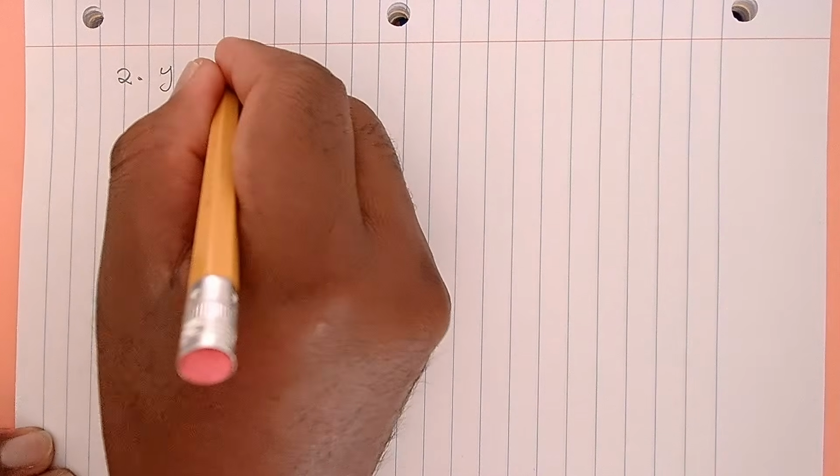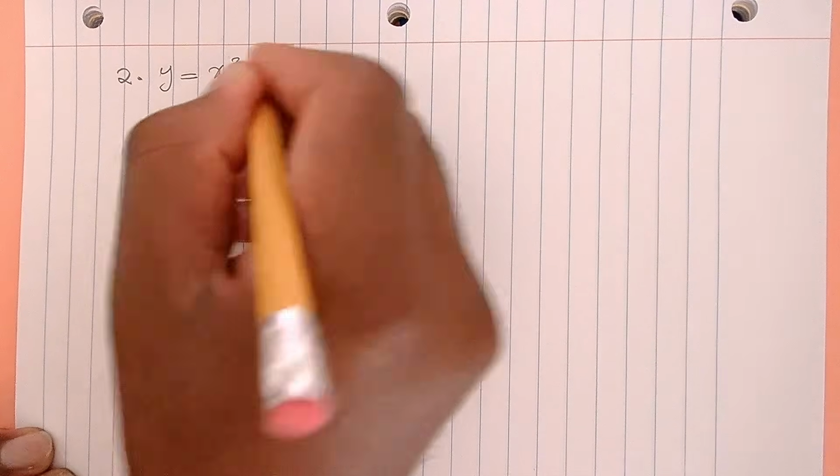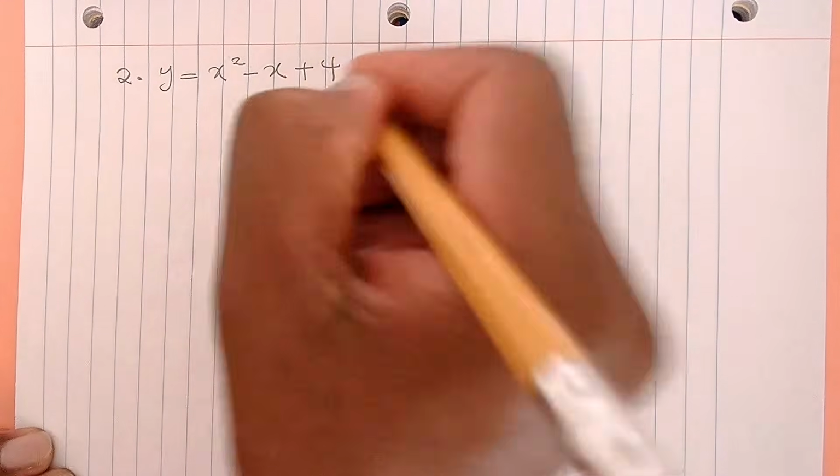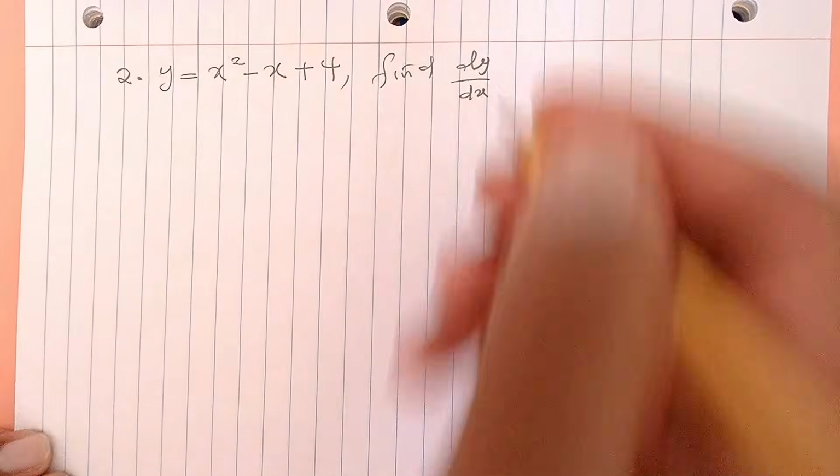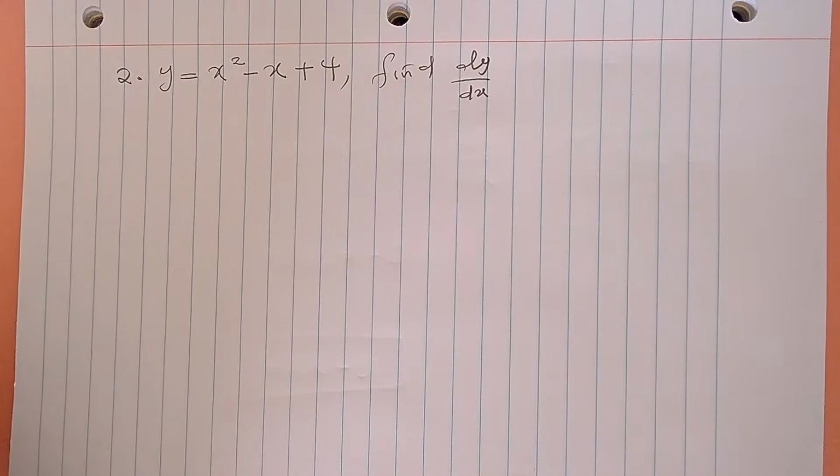So the second problem, number 2, says: given that y is equal to x squared minus x plus 4, we want to find dy/dx. Can you guys do that quickly? What is dy/dx, or what is the derivative of y with respect to x?